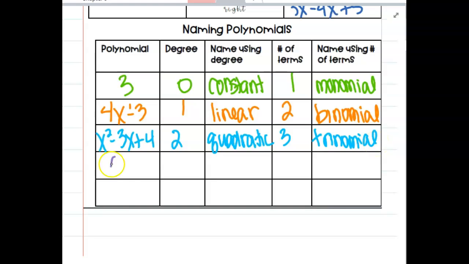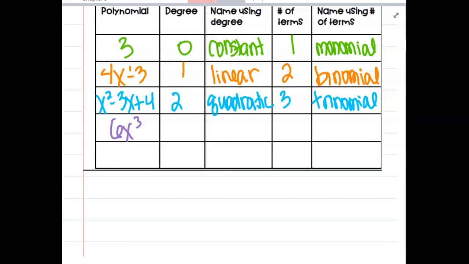Okay, what if we look at 6x cubed? Now the degree of 6x cubed, you're going to look for the monomial that has the highest term. This is just one term anyway, so I'm just looking at the 6x cubed. What is the degree of 6x cubed? 3, yeah, 3. Anything to the third degree is called a cubic. And how many terms is this? Just one, which is called a? Yeah, we already did that one. Monomial.